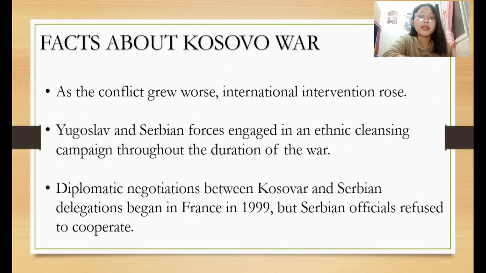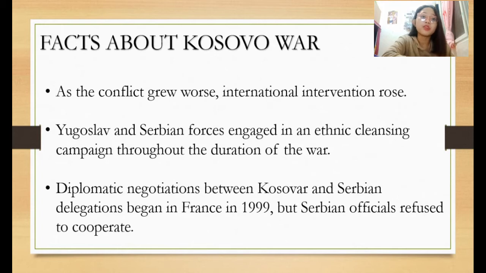Next, Yugoslavia and Serbian forces engaged in an ethnic cleansing campaign throughout the duration of the war. By the end of May 1999, 1.5 million people fled their homes. At that time, that constituted approximately 90% of Kosovo's population.